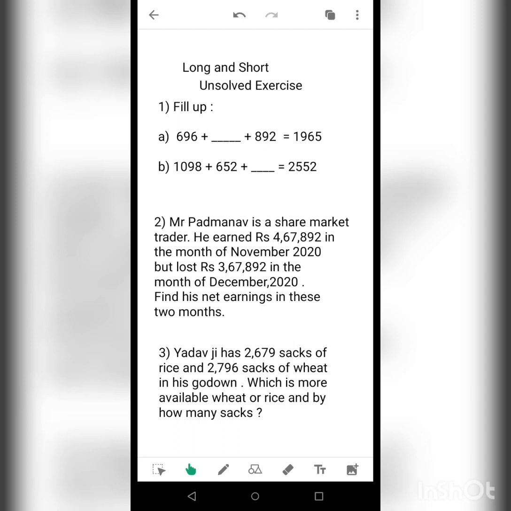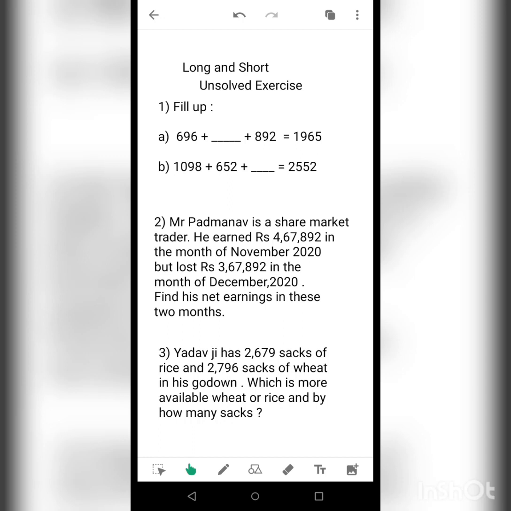Now we come to question number 2. Mr. Padmanabh is a share market trader. He earned rupees 4,67,892 in the month of November 2020, but lost rupees 3,67,892 in the month of December 2020. Find his net earnings in these 2 months.